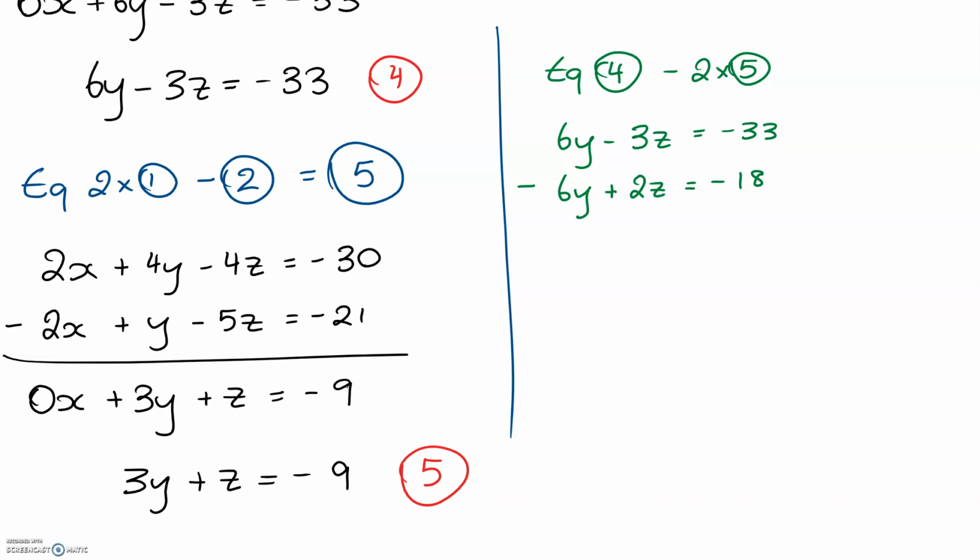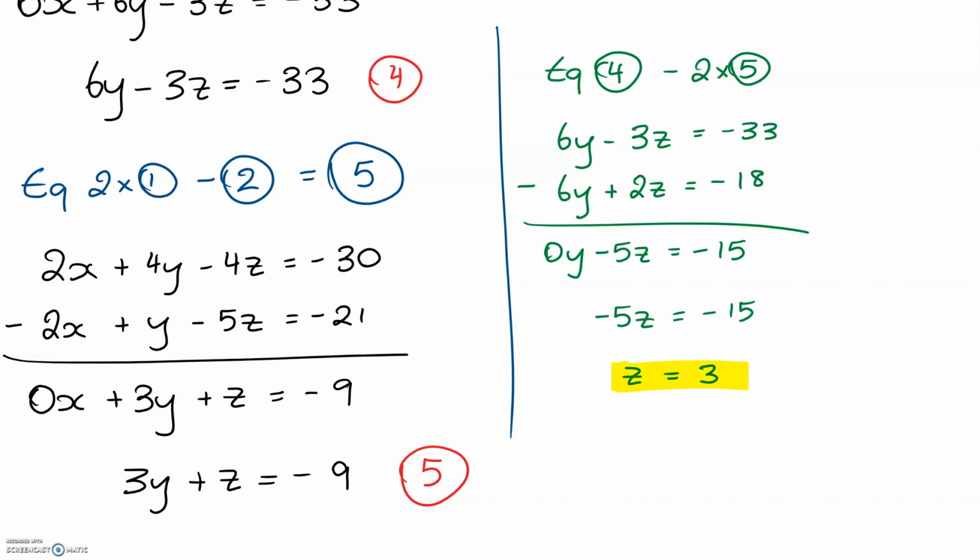So again, let's subtract. Over here, we've got 6y minus 6y is equal to 0y. We've got negative 3z minus 2z, which is negative 5z. We've got negative 33 minus negative 18, so the negative and negative becomes positive, and that becomes negative 15. So we've got negative 5z equals negative 15. We can solve for z. Therefore z equals 3. So we've got our solution for z.